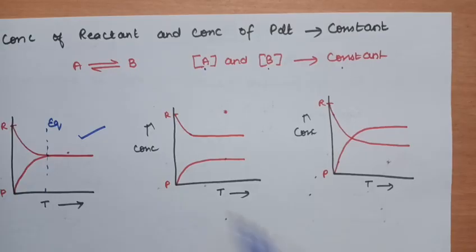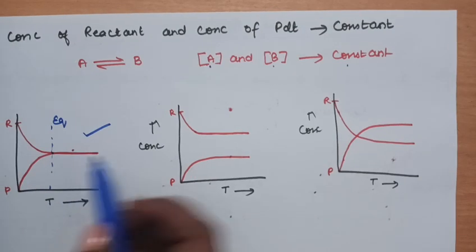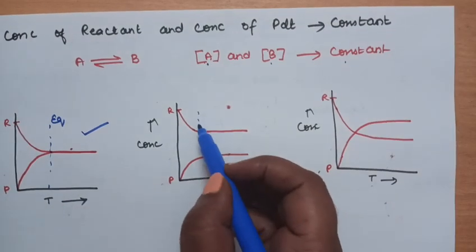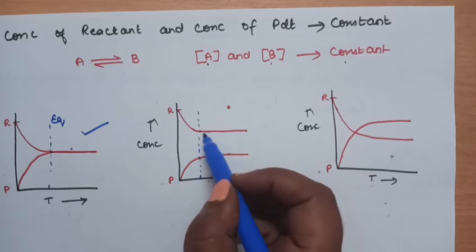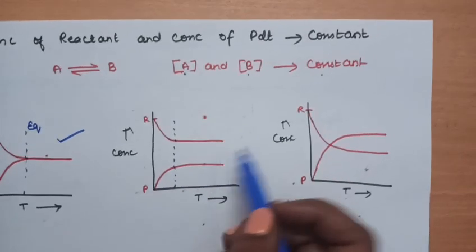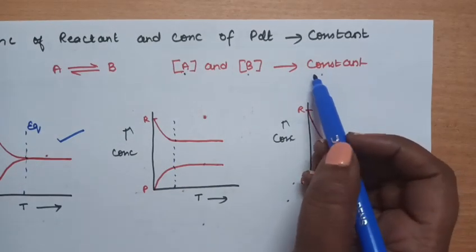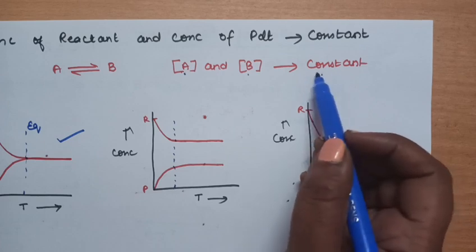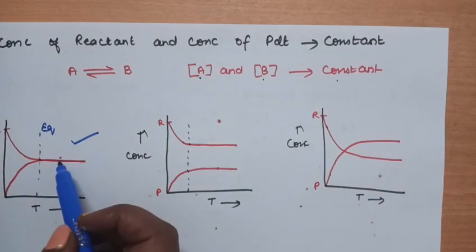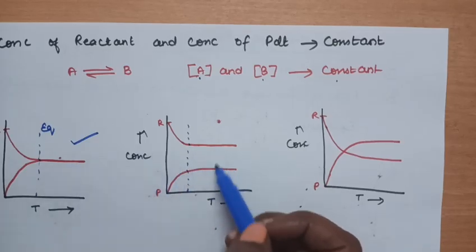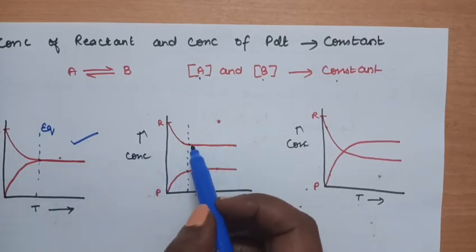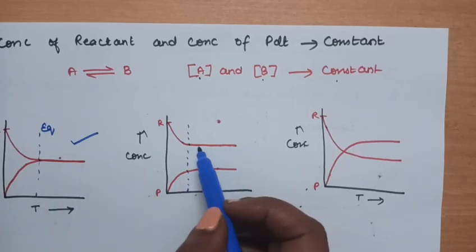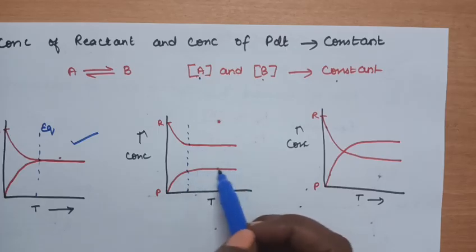So this graph is correct because concentration is constant. And here you see from here the concentration is becoming constant. So we are saying constant and we are not saying it as equal. It should not become equal. It should become constant. It can become equal or it should remain constant. So constant meaning is same value it should get. So here you can see it is becoming constant.